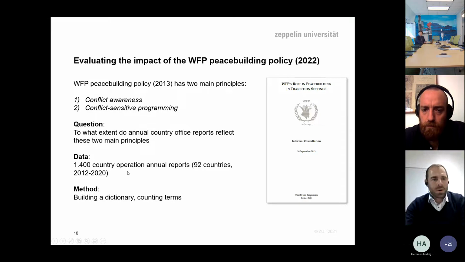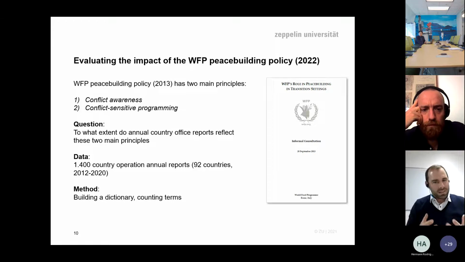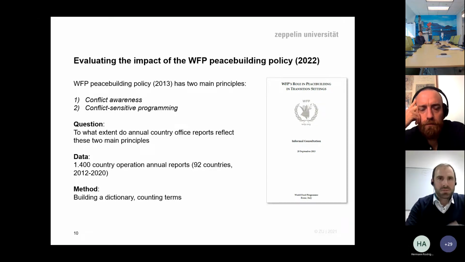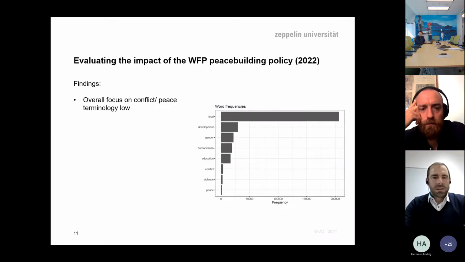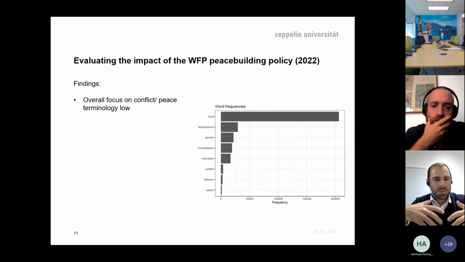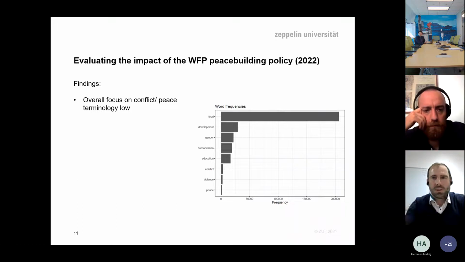Our data were 1,400 country operation annual reports from 92 countries between 2012 and 2020. And what we basically did is we built a dictionary that was supposed to capture the two phenomena. So is a country office aware of the conflict? There is a lot of conflict terminology in the reports. And do the reports reflect conflict-sensitive programming? Just an idea. So a dictionary basically works on the basis of individual terms and you count their frequency.